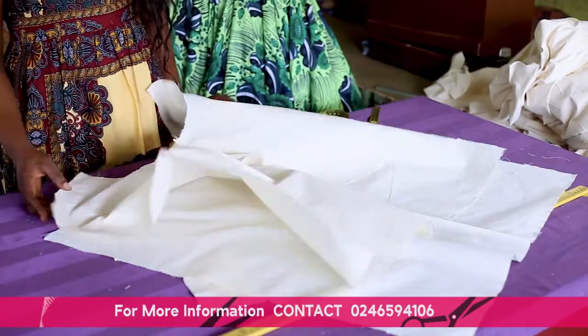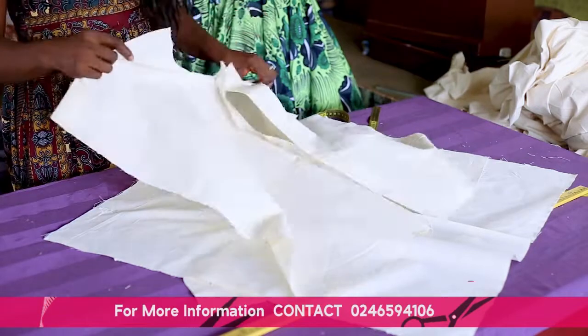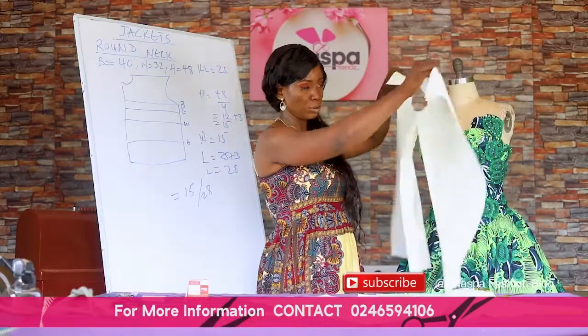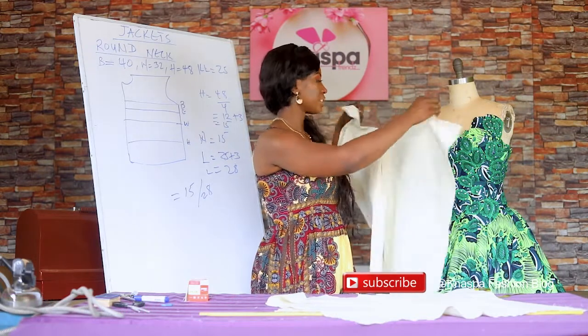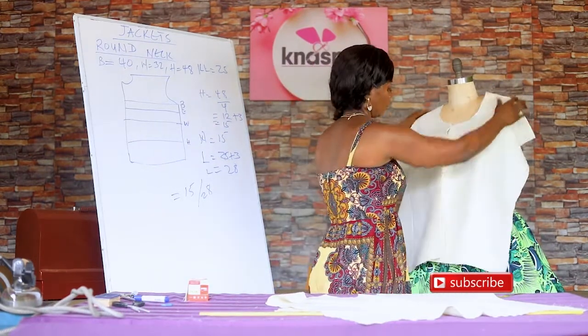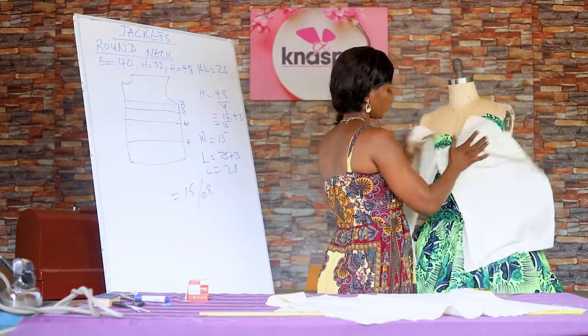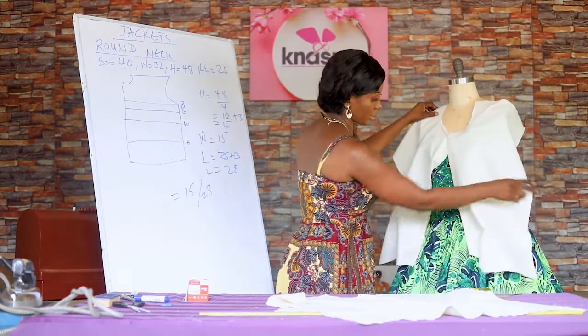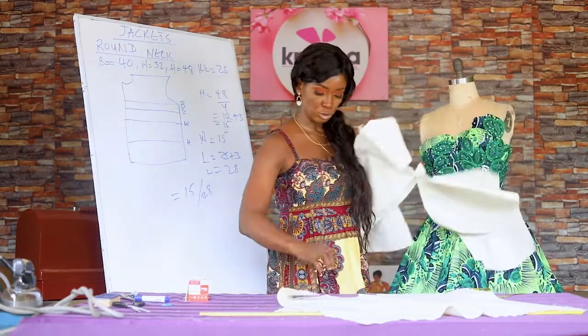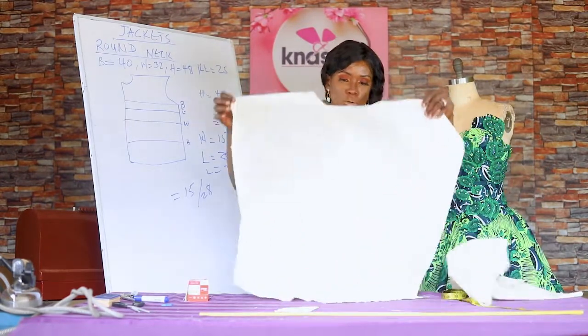So after cutting the front for the round neck jacket, this is how the front is going to be. So assuming I've just put a fastening at the back. So with the open side, it's going to be open, then the back is going to join. This is how the back also looks like.